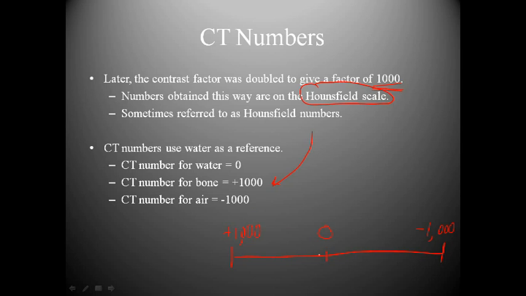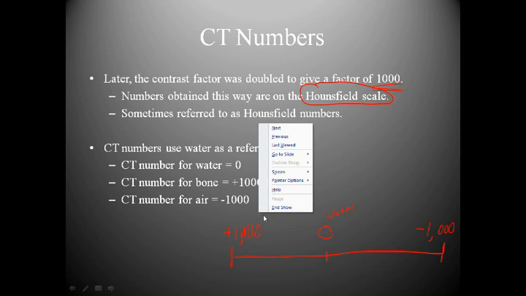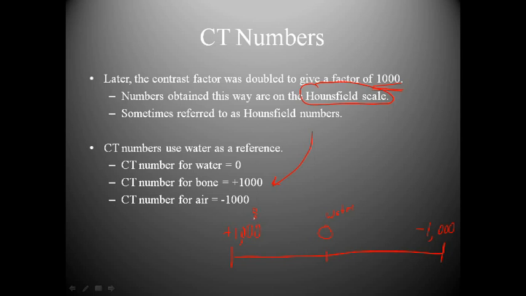0, which is equal distance between both a negative 1,000 and positive 1,000, is where water resides. That is the density of water, 0. The number for bone is plus 1,000. And so basically we can say that plus 1,000 is more dense. And negative 1,000 is air. And so we can say negative 1,000 is less dense.